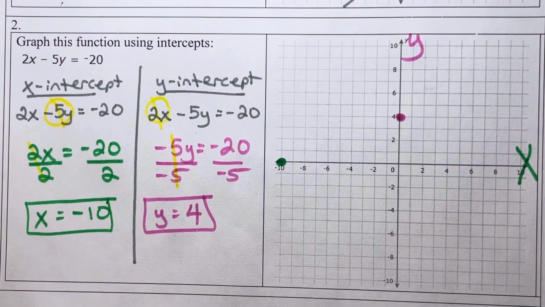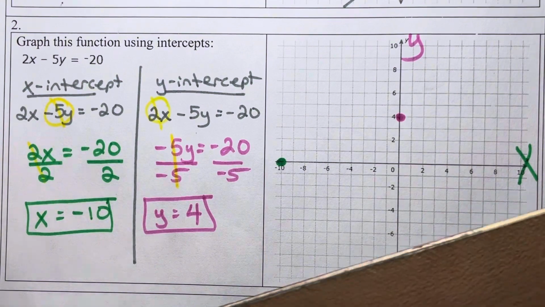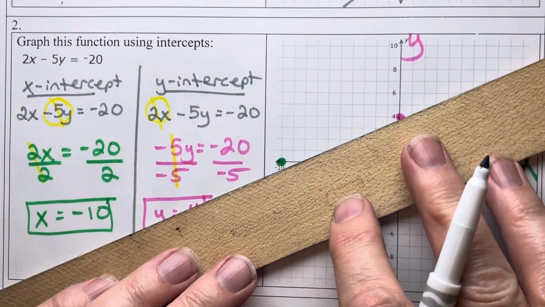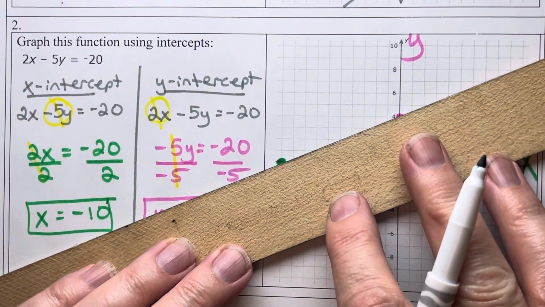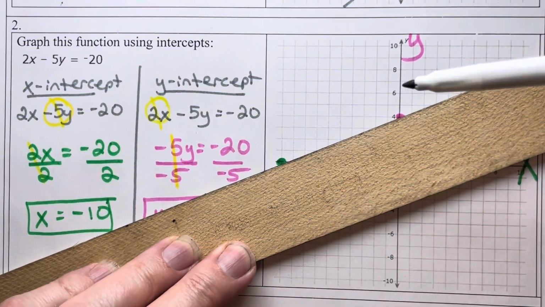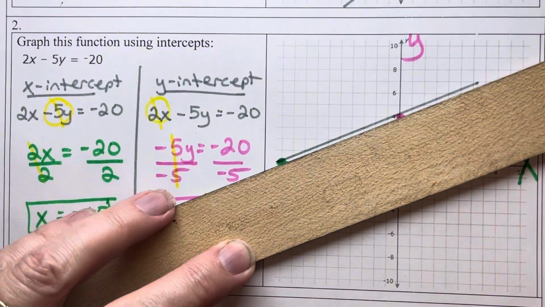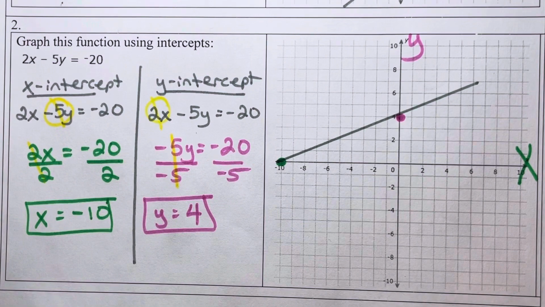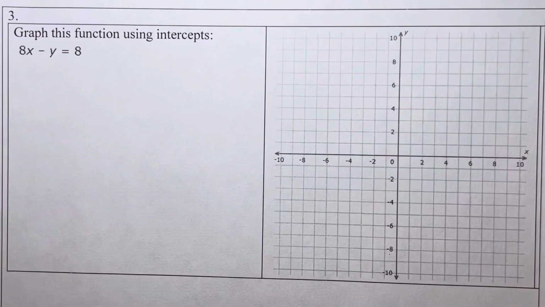Okay, now that I have found both the x and the y intercept, it is time to connect them and call this problem done. So here I am with my handy-dandy ruler, and we have connected our two intercepts. And there you go.